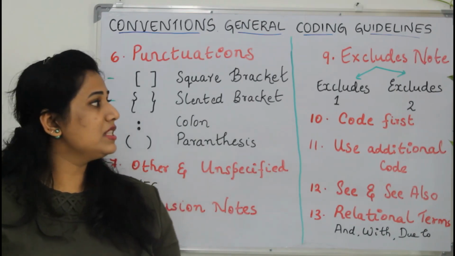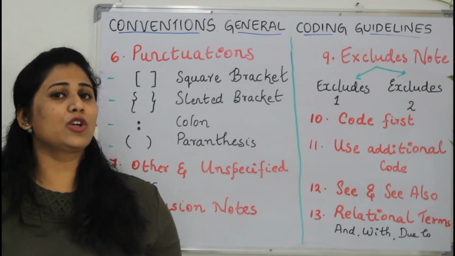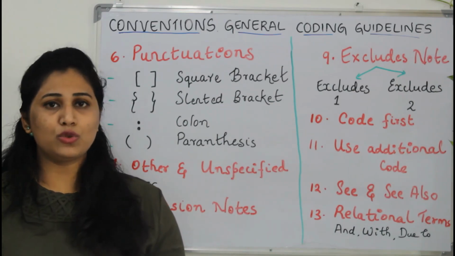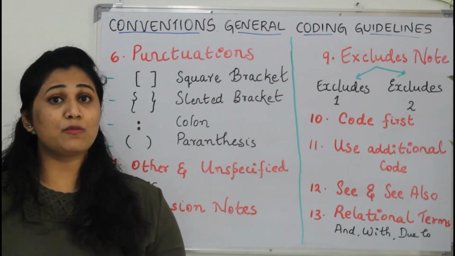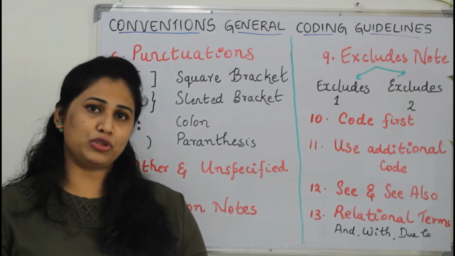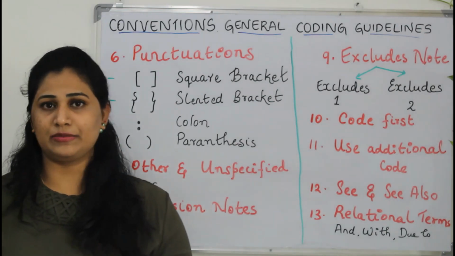Okay, so this is called as excludes 2. Excludes 1 is something like the contradictory conditions we will not go together. Excludes 2 are like both the conditions may occur together for the patient. In that condition we can code both of them together. Okay. Then the next one is code first.